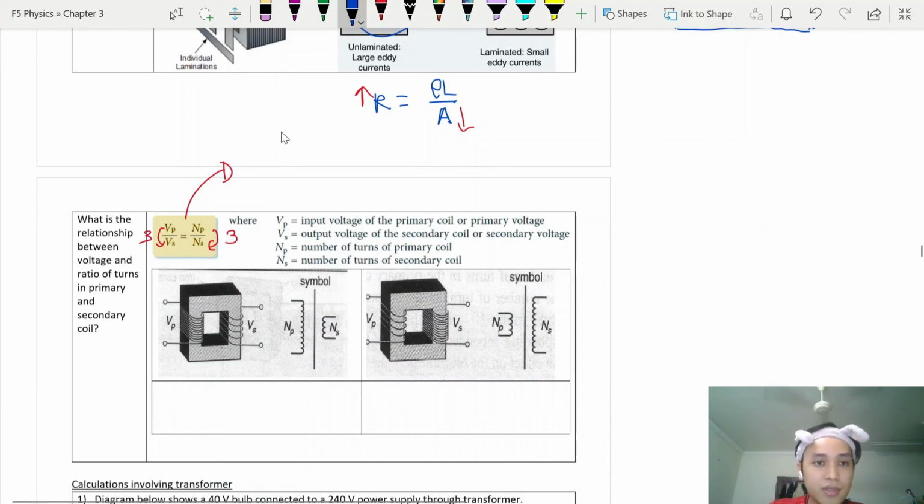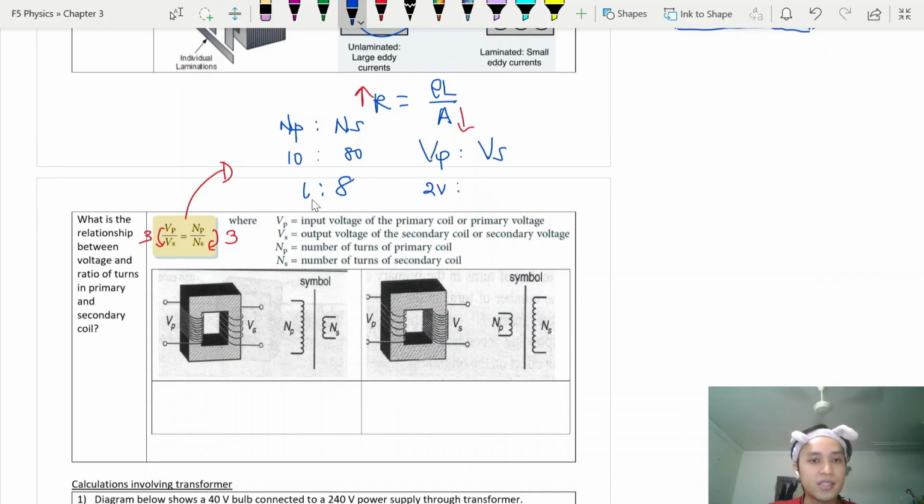So let me just give you a simple example. Let's say the primary coil, secondary coil. So let's say the primary coil is 10. I have 10 coils in the primary, and then I have 80 coils in the secondary. So this one will become a step up, because this is going up already. So the ratio here is 1 to 8. So if my voltage in the primary coil is, let's say, 2 volts, since this is 8 times, meaning in my secondary coil, the voltage is also 8 times. So 2 times 8 will be 16 volts.